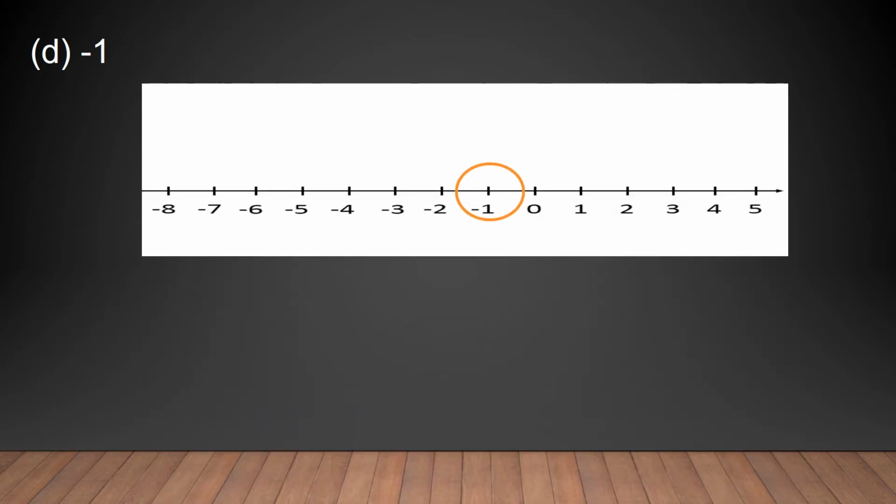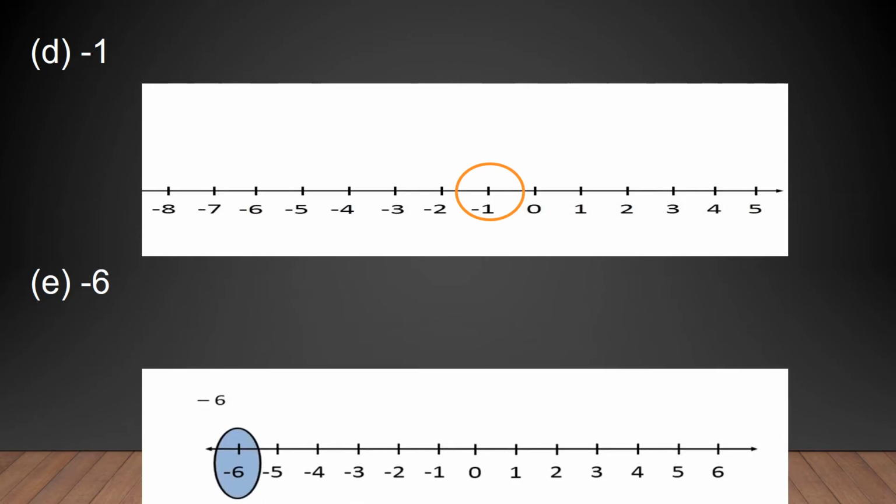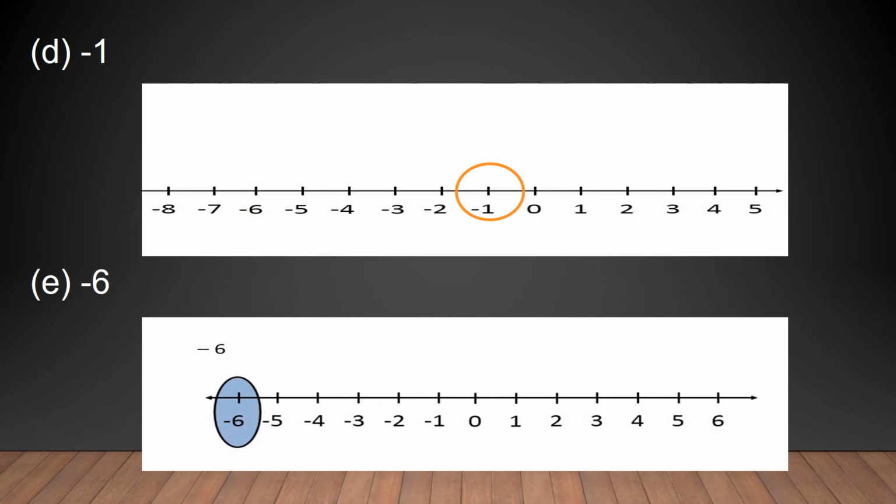Next part is minus 1. Here we will take 1 jump towards the left side from 0 and we will reach at minus 1. Next part, minus 6. Again we will take 6 jumps from 0 towards the left side and we will reach at minus 6.